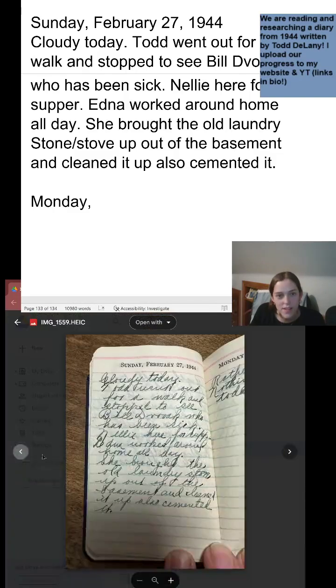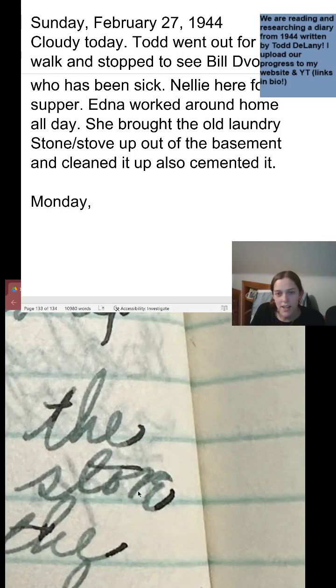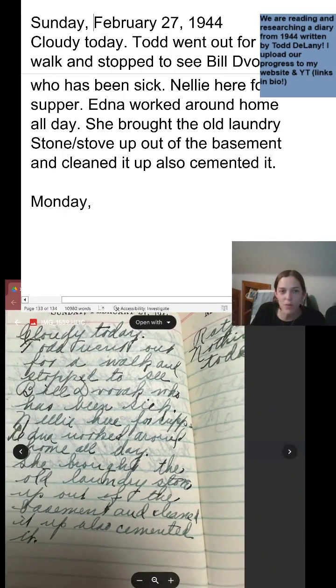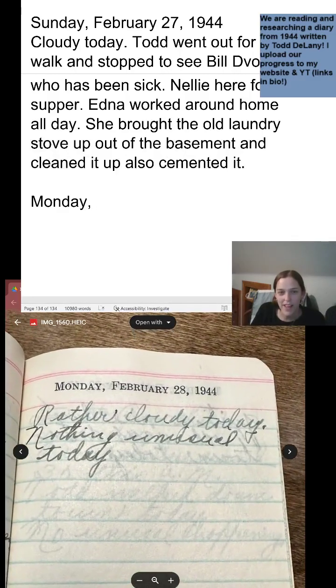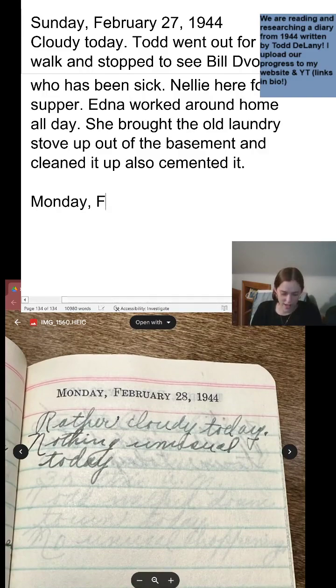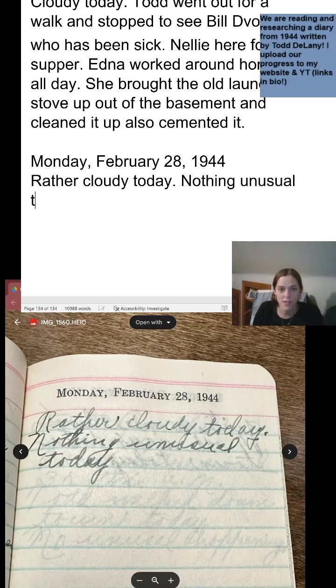Okay, let's go back. Since we only have a couple of days left, we'll go back. You think so? Okay. The word looks a little squished, but yeah, maybe it's laundry stove. It's interesting that both of those things exist, though. I wish that one of them was obviously the right one, but we'll go with that. So, Monday, February 28th. Rather cloudy today. Nothing unusual today. Laundry stove. A stove adapted to the needs of a laundry, especially one designed for heating of irons and polishing stones.